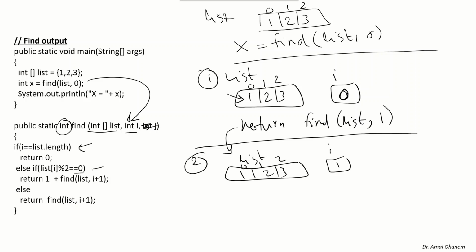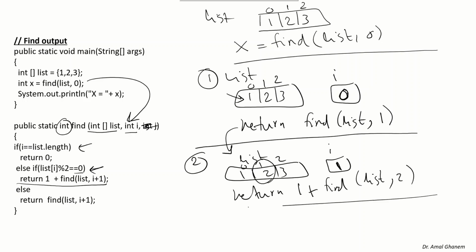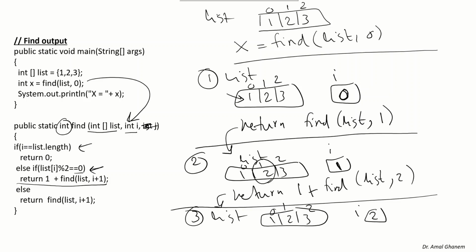Again, did you reach the length? Still not. Is the element you are looking at an even number? So go to location i, which is 1. Is it even? Yes. So I have to say return 1 plus the call. I'll say return 1 plus call the method, and send the array and i plus 1, which is 2. So here we'll continue, and this will be my third call. Again, I have the same array, 1, 2, and 3, at 0, 1, 2. The value of i will be 2.